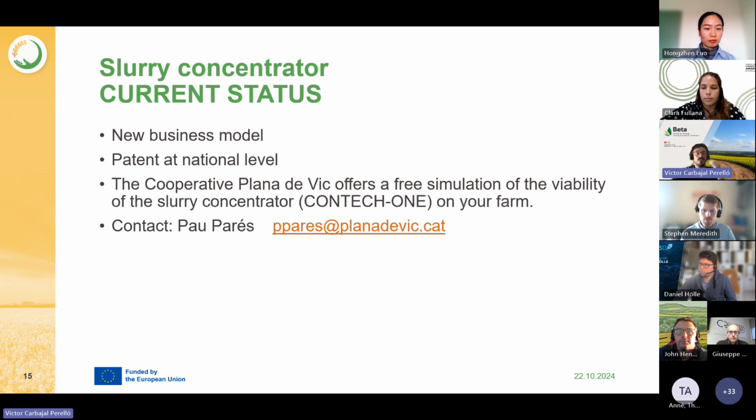In addition, a new business model was defined in which this equipment could treat an entire slurry pit in a few days, making it possible to consider mobile equipment that could be owned by several farmers. It also provided a better understanding of the various challenges in adapting the current equipment on the farms. As a result of the interest shown, and this is, I think, a key point, the cooperative, which was the lead partner of this operational group, has applied for a patent at national level for this technology.